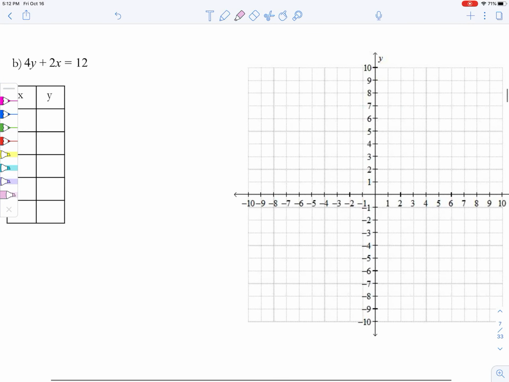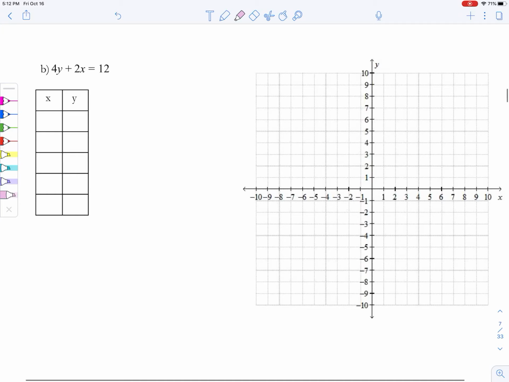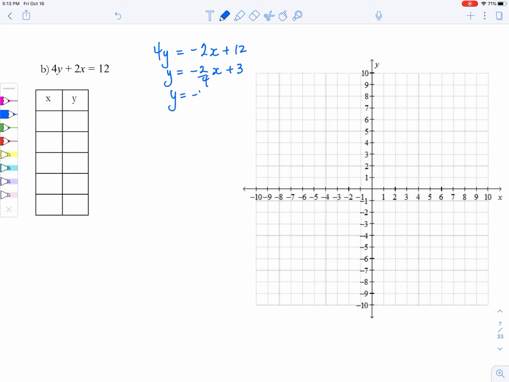In question B, we're going to do one more graphing. In this one, y isn't by itself, so the first thing we're going to have to do is isolate y. And when we do this, we'll get 4y equals minus 2x plus 12. If we divide everything by 4, we'll get y equals minus 2 over 4x plus 3, or y equals minus 1/2 x plus 3, or x over 2, however you want to think about it.